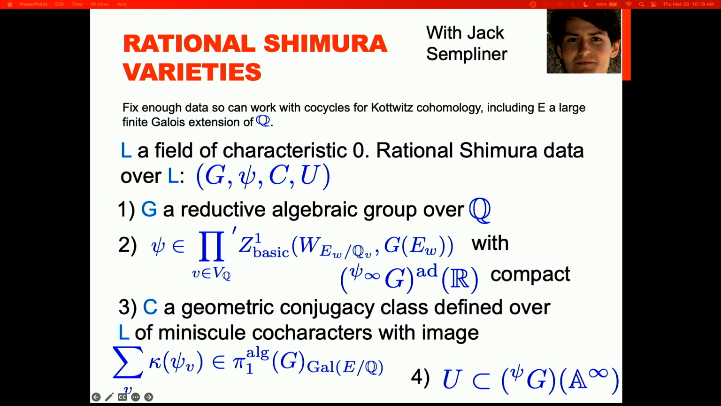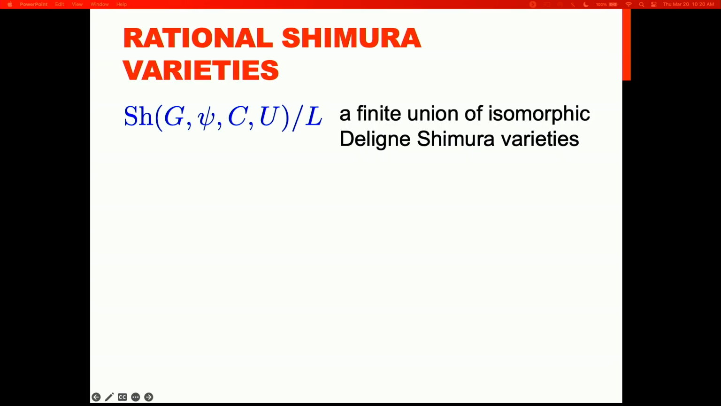And then finally, U should be an open compact subgroup, in this case, not of G of the finite adeles, but of the inner form of G determined by psi over the adeles. So it determines an inner form not over Q, but over the adeles. And then to this data, one can associate a quasi-projective variety over the field L. In fact, it's a finite union of Deligne-Shimura varieties. In fact, isomorphic Deligne-Shimura varieties, but it's important to have a finite union.